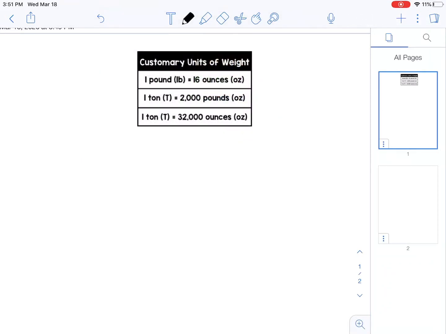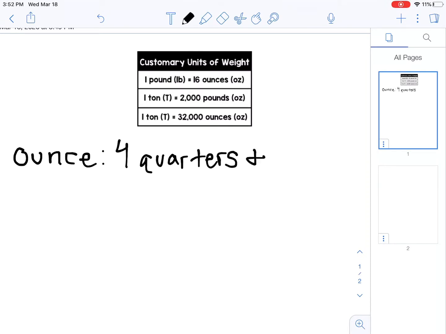I just wanted to review and go over customary units of weight after watching the video on YouTube. I want to start by asking ourselves, what were some things in the video that they said were about an ounce? I know one thing they said was 4/4 and a small mouse.